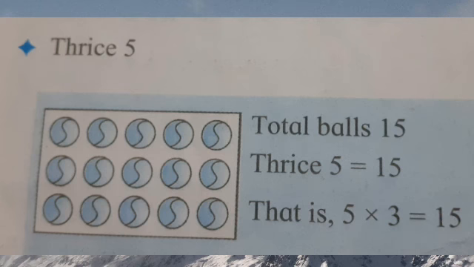Example 4. Thrice 5. Thrice 5 means we have to multiply 5 three times. If we multiply 5 three times, we get 15. 5 multiplied by 3 is equal to 15.